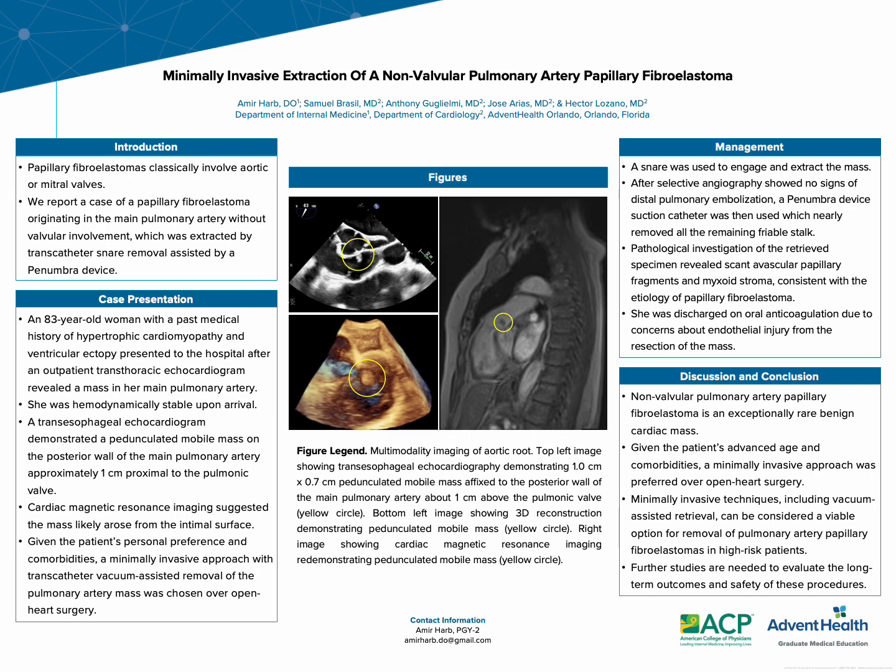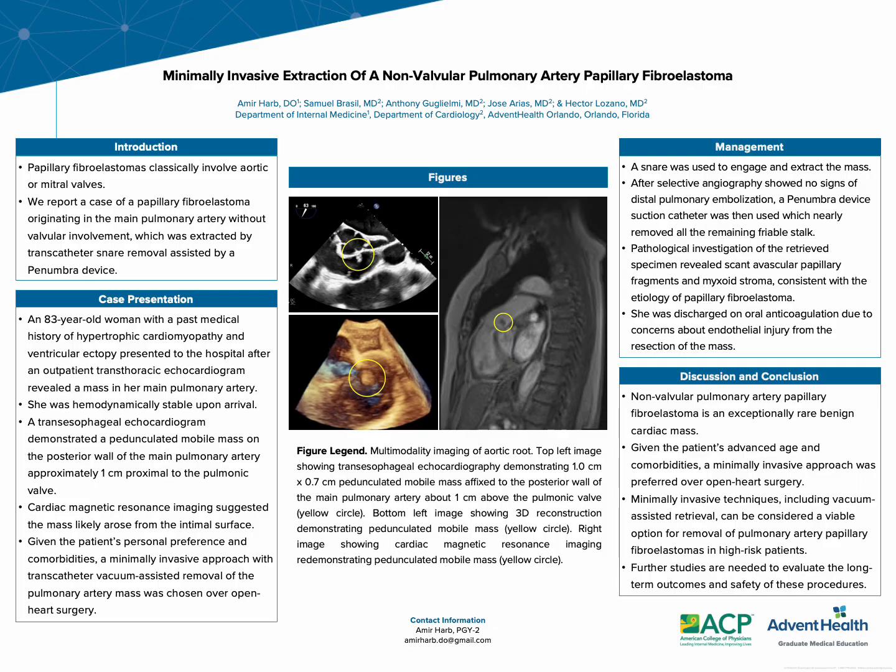Case presentation. An 83-year-old woman with a past medical history of hypertrophic cardiomyopathy and ventricular ectopy presented to the hospital after an outpatient TTE revealed a mass in her main pulmonary artery. On arrival, she was hemodynamically stable. A TEE demonstrated a pedunculated mobile mass on the posterior wall of the main pulmonary artery, approximately 1 centimeter proximal to the pulmonic valve. Cardiac MRI suggested that the mass likely arose from the intimal surface.